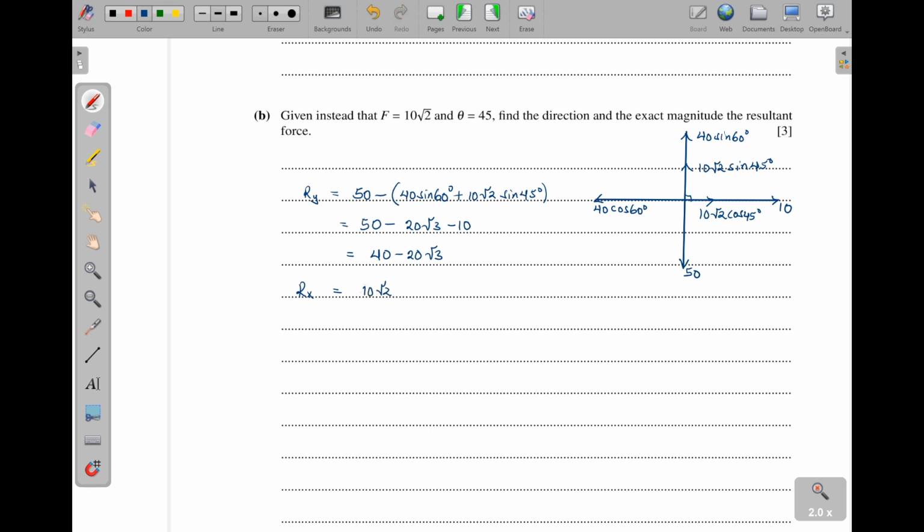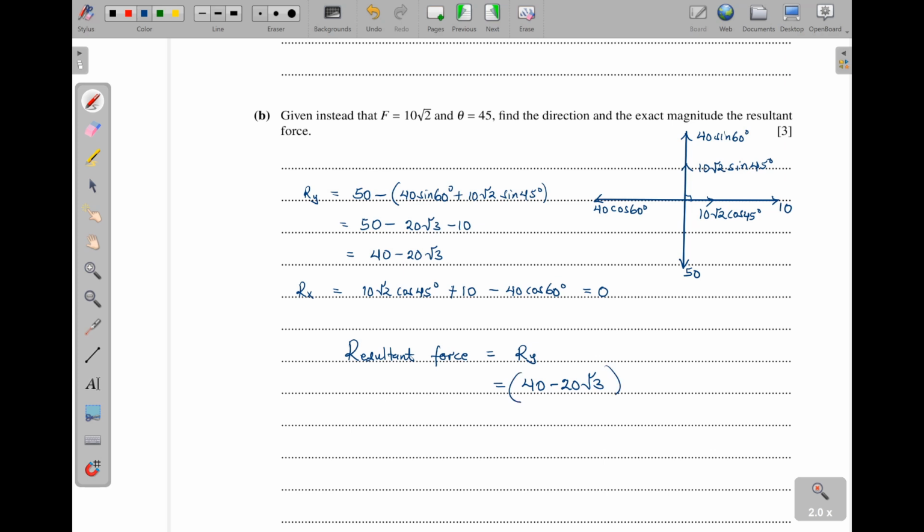You don't just write it is equal to 0. 10 root 2 cos of 45, okay, then plus 10. If we subtract 40 cos of 60, we are getting 0. Okay, 0. Then after that, that means the resultant of the forces only acts downwards here. It is the Ry. So the resultant force is going to be equal to Ry. So what does it give us? 40 minus 20 root 3.